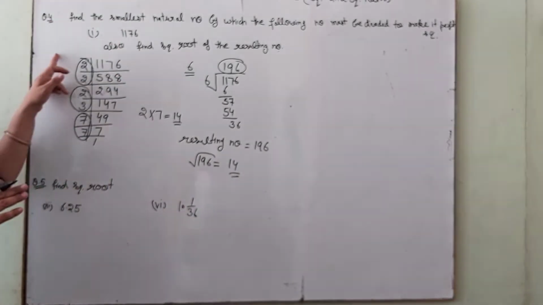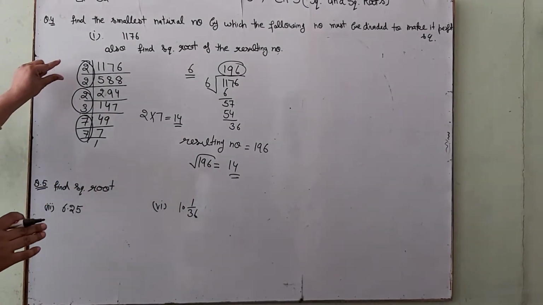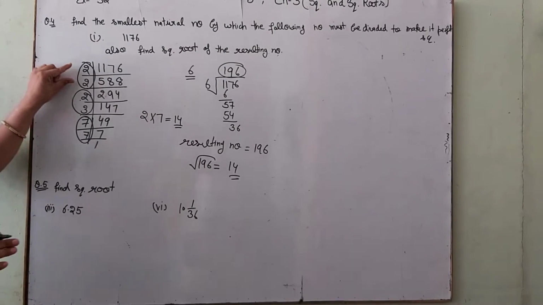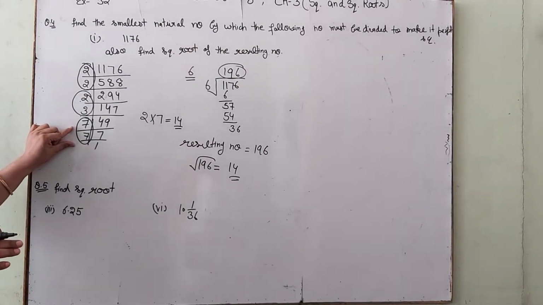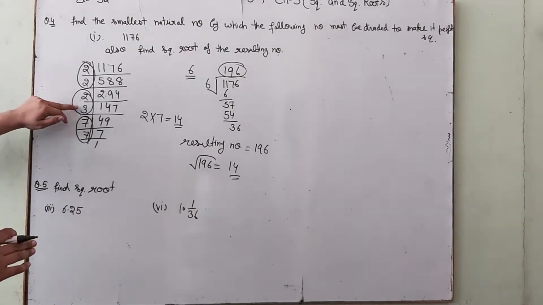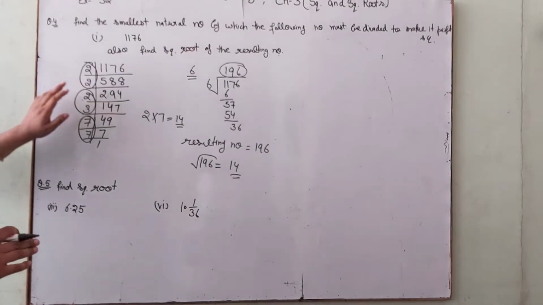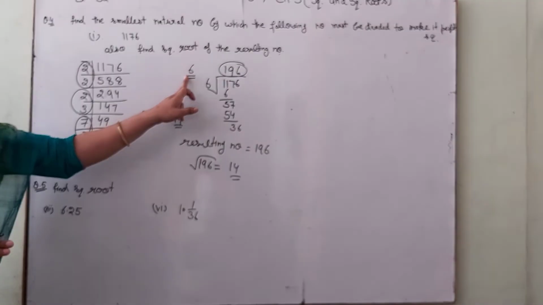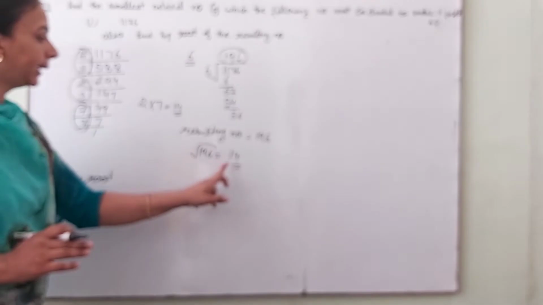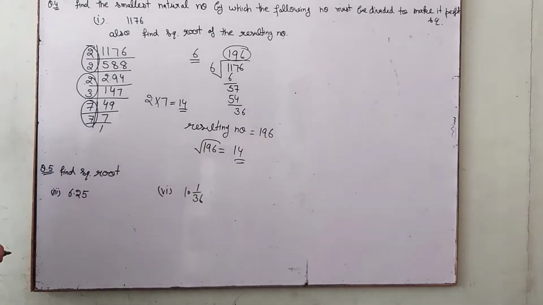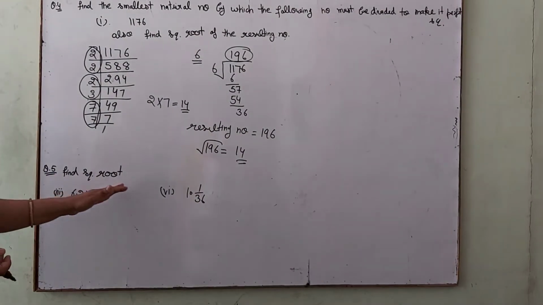Okay, first we make prime factor, then we make a pair, 2 complete pair, 7 complete pair, and this number 2 and 3 not complete pair, so multiply 2 and 3 is 6. We divide this number by 6, that is the 196 number. This is resulting number and square root of resulting number is 4. Okay, next find square root.